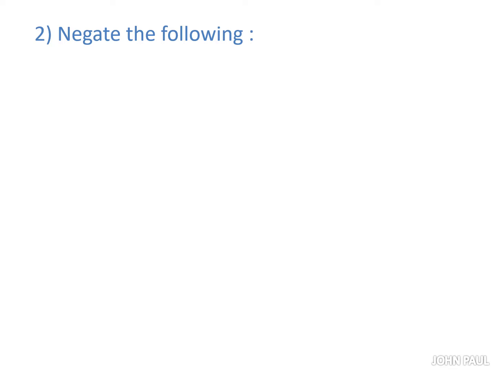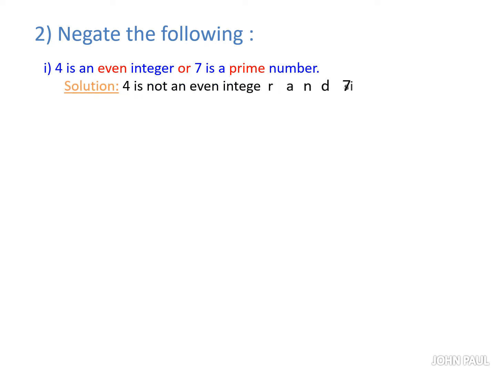Negate the following. 4 is an even integer or 7 is a prime number. We want to write the negation for this. Here it is given as even or prime. In this, even is given, so we'll say not an even integer. Or can be replaced by and. Prime can be replaced by not prime.